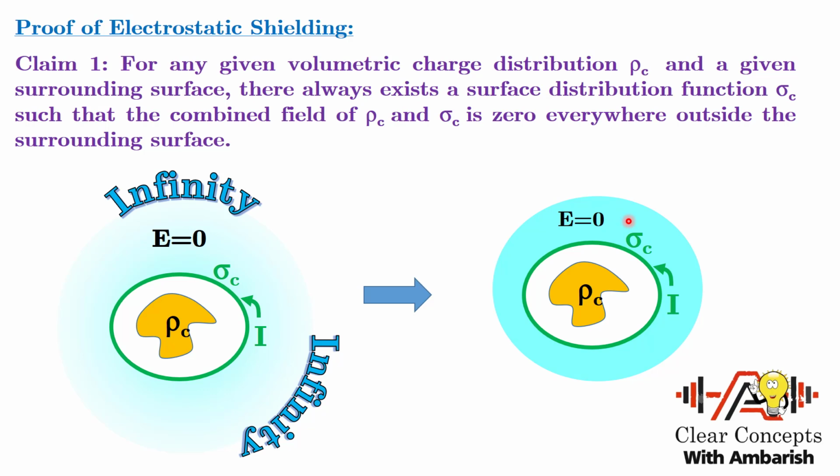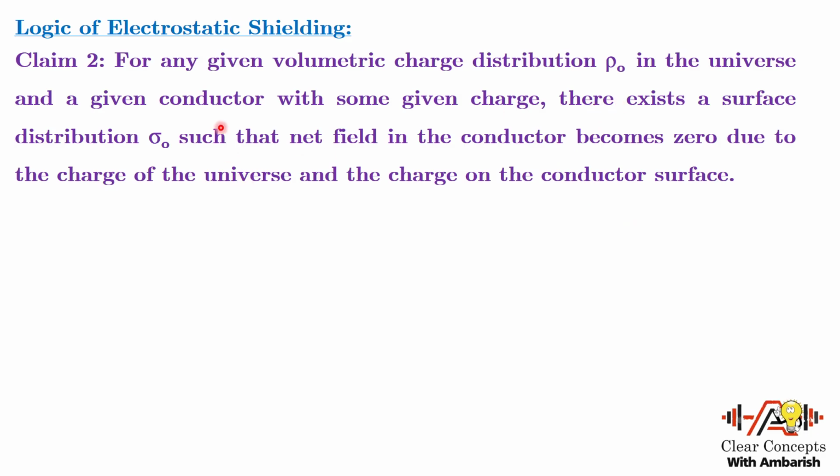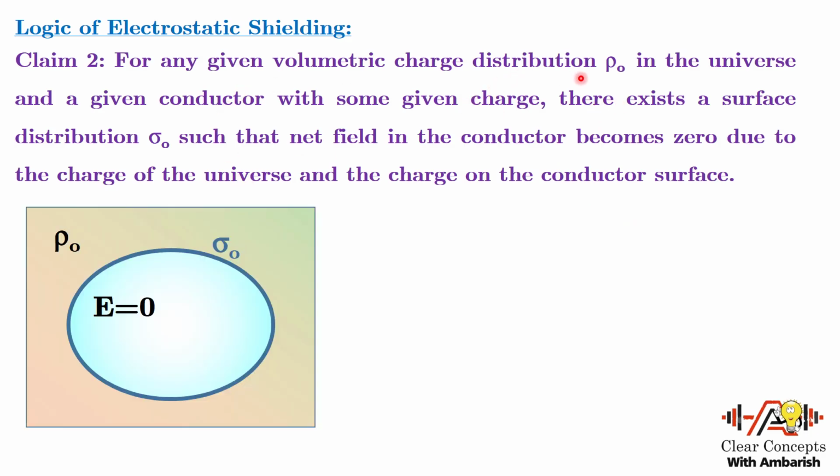Okay, now there is one more claim. What is the second claim? The second claim is that for any given volumetric distribution rho naught in the universe and a given conductor with some given charge, there exists a surface distribution sigma naught such that the net field in the conductor becomes 0 due to the charge of the universe and the charge on the conductor surface. Now this is pretty simple. This time let us say this bluish solid conductor is there, and I have given some rho naught to the universe and there is some charge given to this conductor.